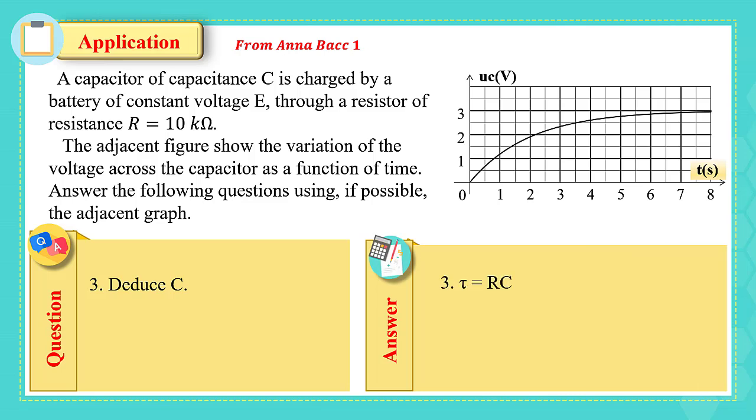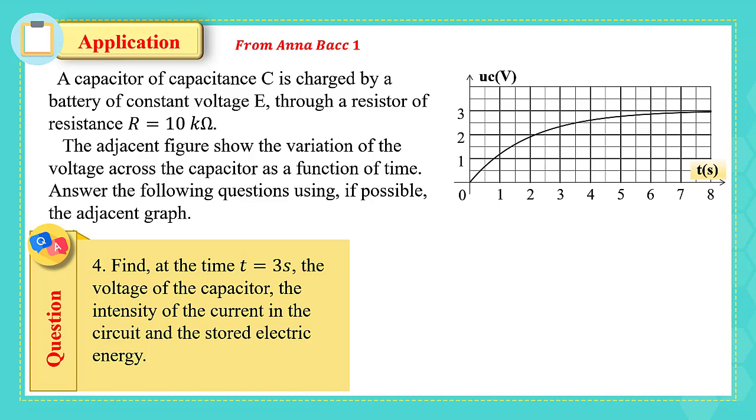Part 3. We have to deduce C. We have to use the relation tau is equal to R times C. So C is equal to tau divided by R, which is equal to 2 divided by 10,000, then it is equal to 2 times 10 to the power minus 4 farad. In part 4, find at time t equal to 3 seconds the voltage of the capacitor, the intensity of the current in the circuit, and the stored electric energy.